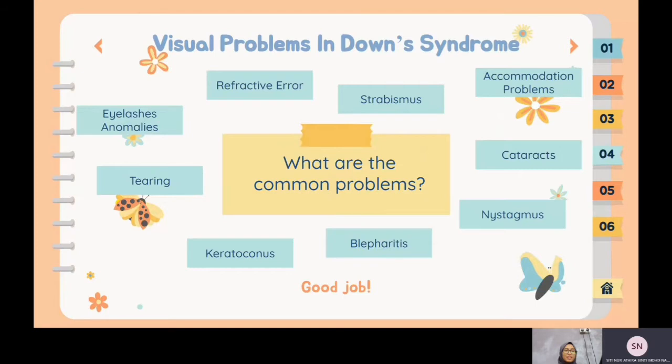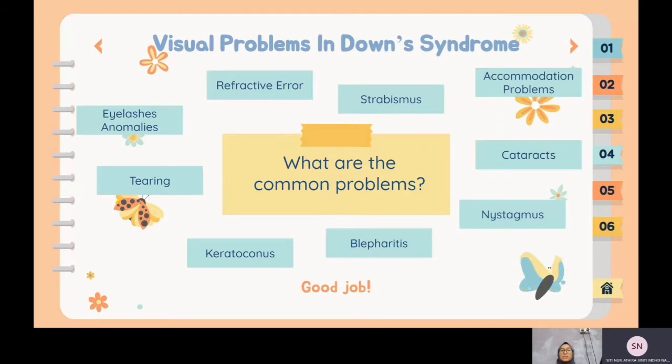Other problem is keratoconus. Keratoconus is usually diagnosed around puberty and should be monitored regularly. Blurred vision, corneal thinning, and corneal haze may result from keratoconus. Next one is cataract. There is increased incidence of congenital cataract as well as acquired cataracts.